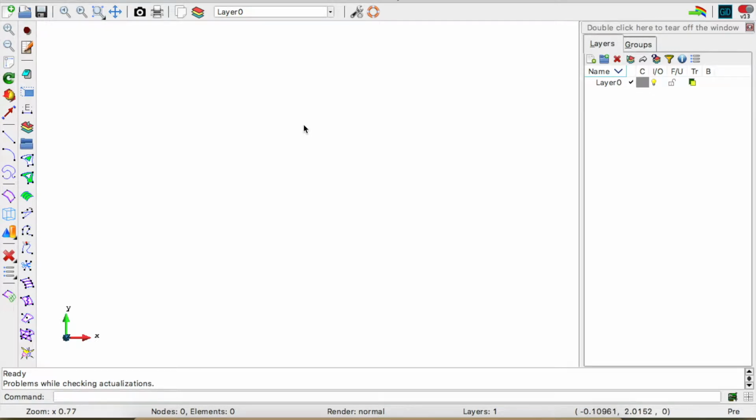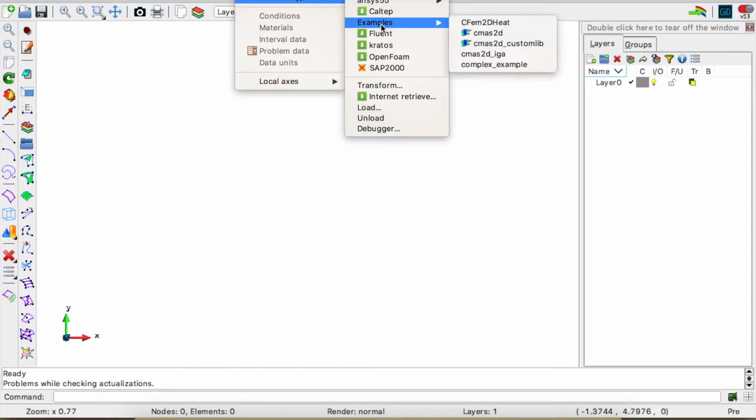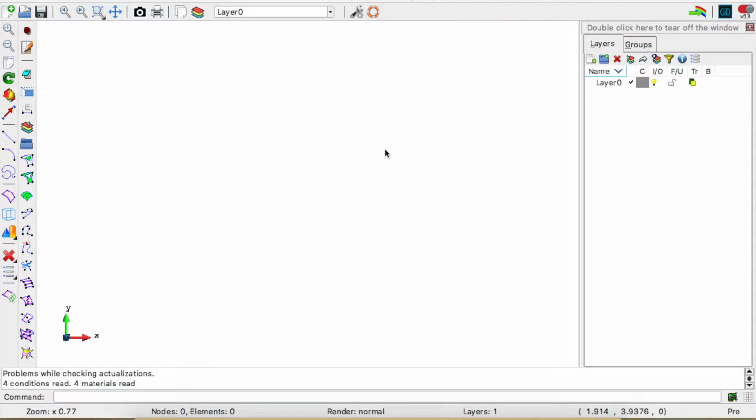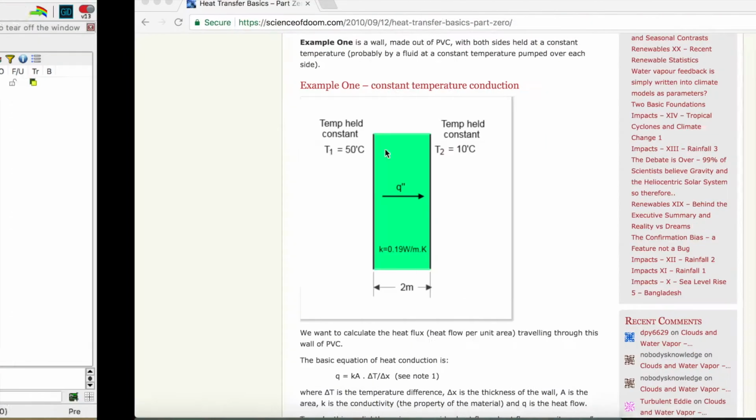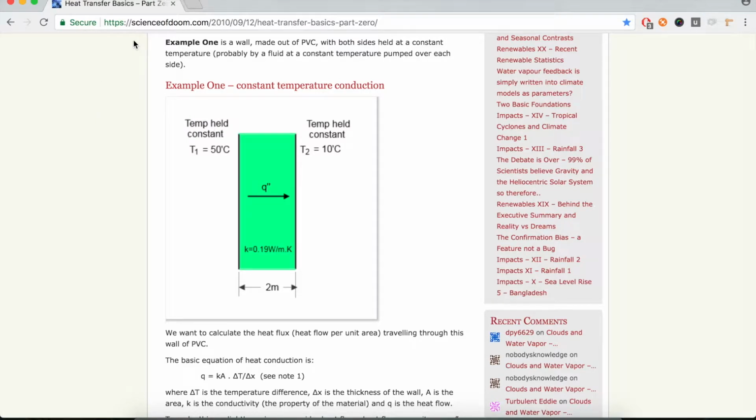In this video I will show you how to simulate a steady-state heat transfer problem using Git and the problem type siphon to the heat. For that, I will replicate this example that I found on the website sciofdoom.com.